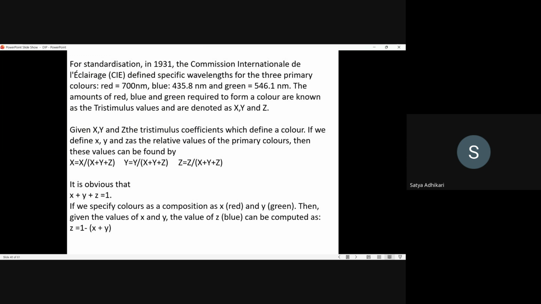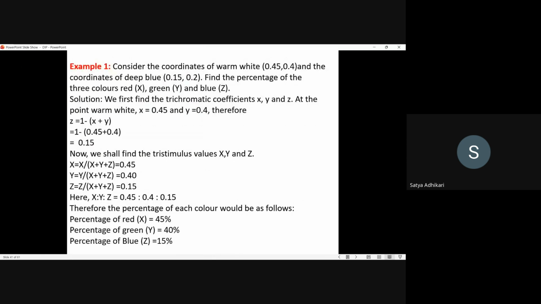So if we specify a color as a composition of x, red, and y, green, then given the values of x and y, the value of z, blue, can be computed as z equals 1 minus x minus y. If we subtract from 1, we get the other value z. You see, an example will make it more clear.